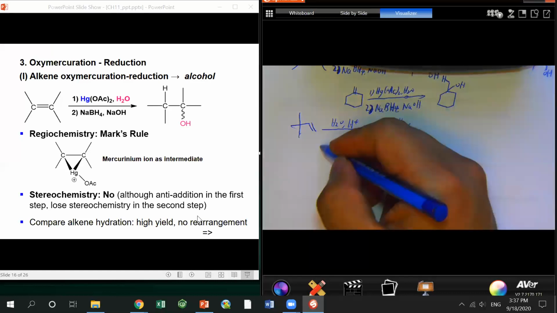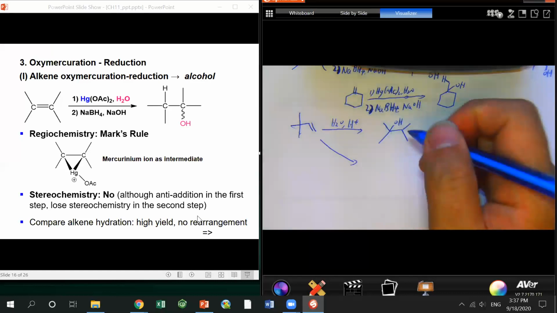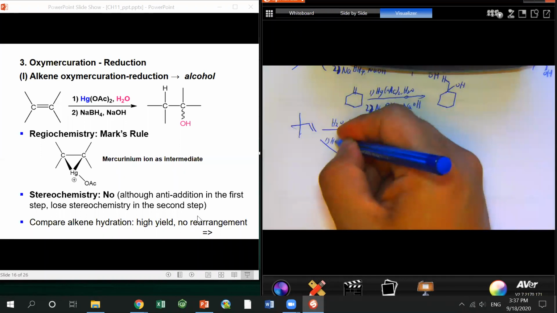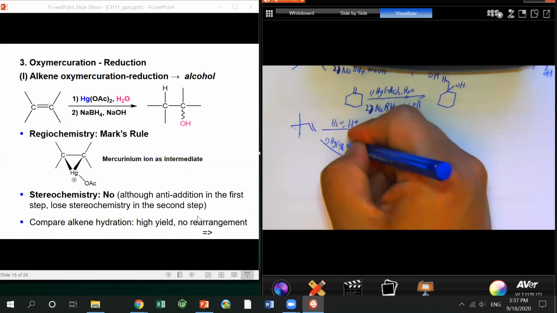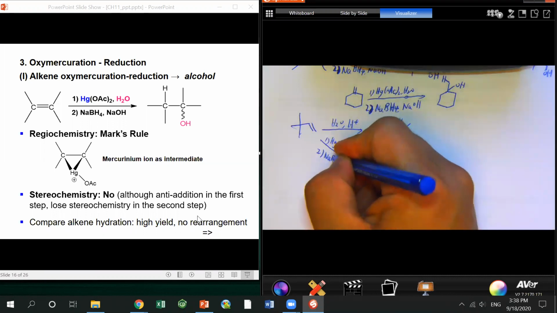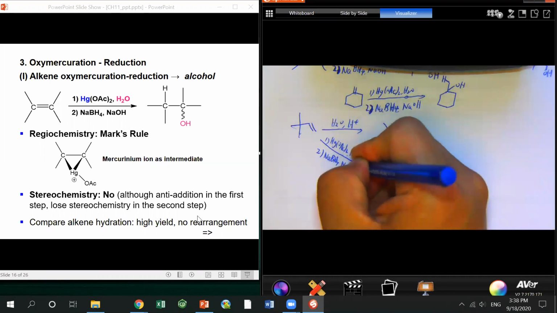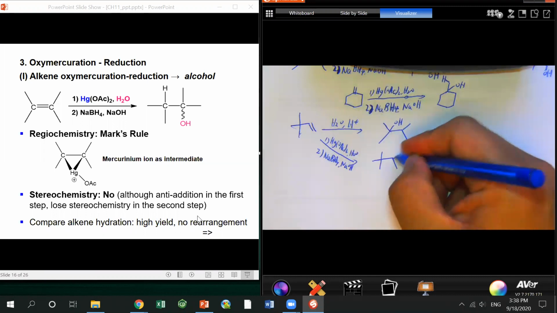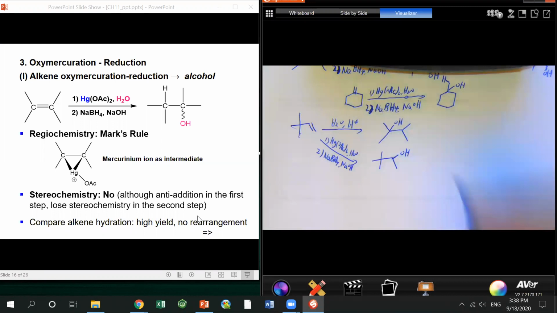But if you have the same substrate and do oxymercuration-reduction, you get no rearranged product. Once the reaction is done, that's the product. OH goes to the carbon with more alkyl groups attached, and the hydrogen goes to the carbon with more hydrogens attached. So that's the advantage of this reaction.